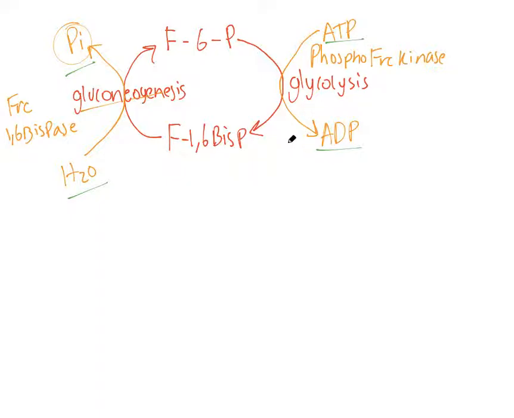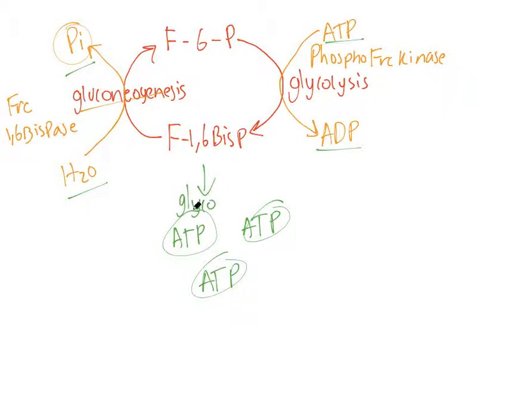So, when we undergo glycolysis, we're going to have a lot of ATP, right? Because the products of glycolysis are going to go through the Krebs cycle and then through the electron transport chain. And then under gluconeogenesis, we're going to have a lot of AMP, because we're taking that phosphate group and we're making glucose out of it.